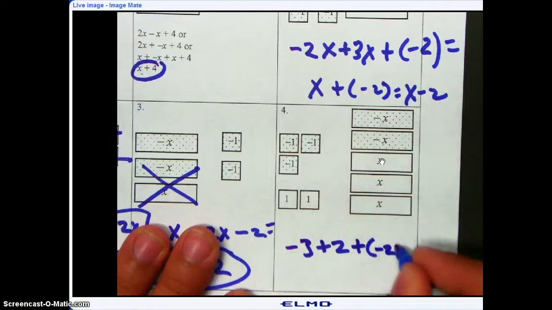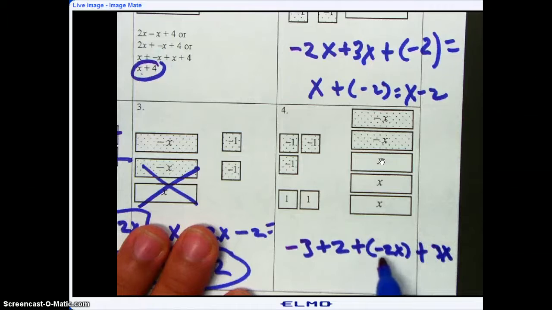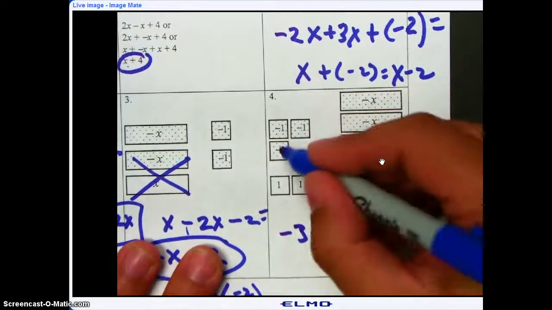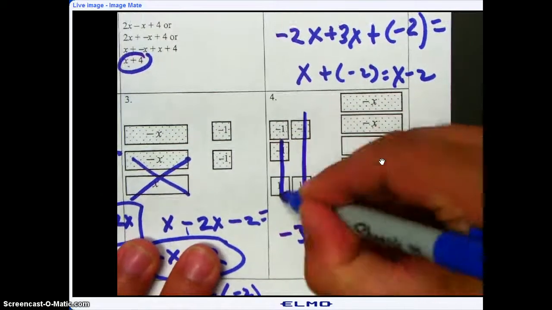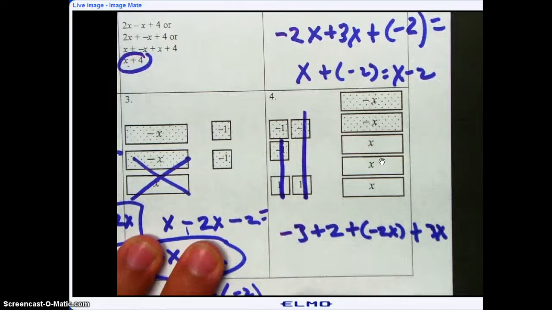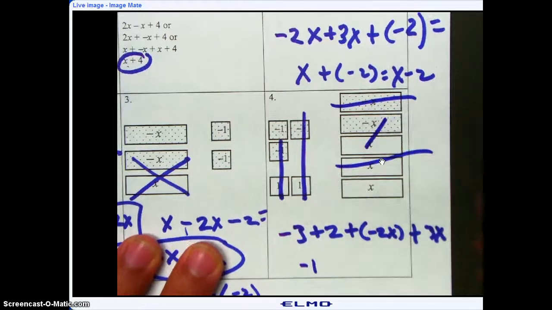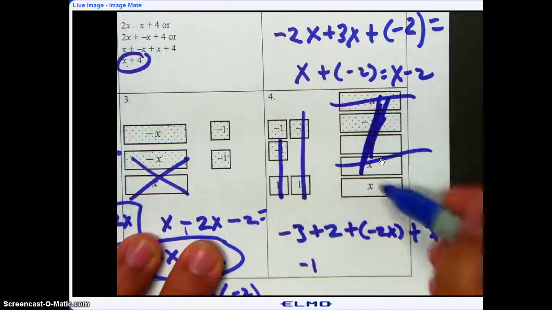2, so -2 x's. How many positive x's? 3. And remember, instead of doing plus and negative, you could just say -2x. It's the same thing. So let's cross out our 0 pairs. There's 1, 2. How many do I have left with the units? -1. 0 pairs. You see what I did there? 2 0 pairs. What's left?